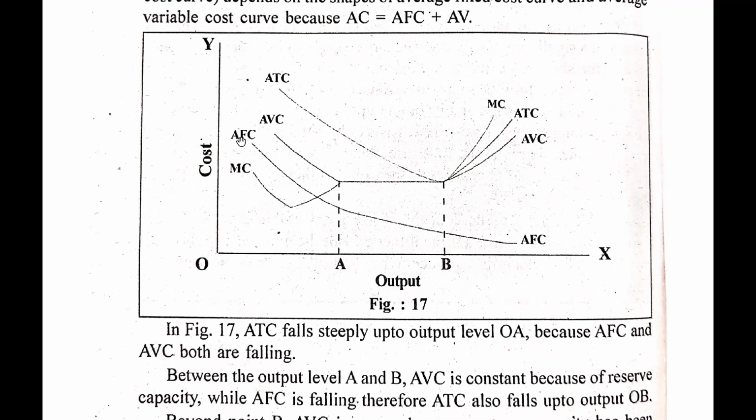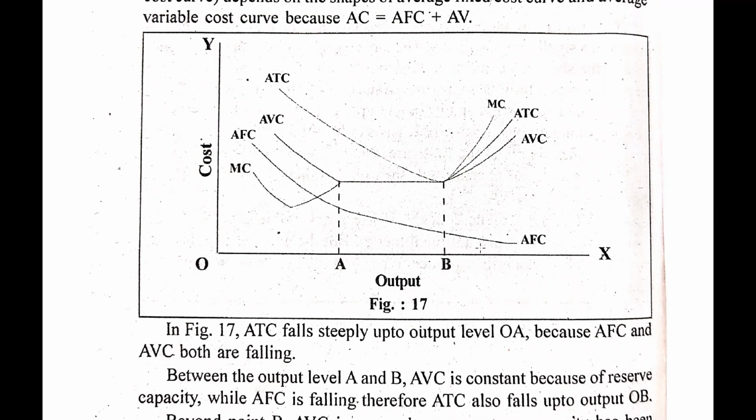Here we are given marginal cost, average fixed cost, average variable cost, and average total cost. So let's see, if we talk about average fixed cost, then we have already seen that the fixed cost per unit keeps decreasing as production increases. So there will be no U-shape or L-shape in this average fixed cost.